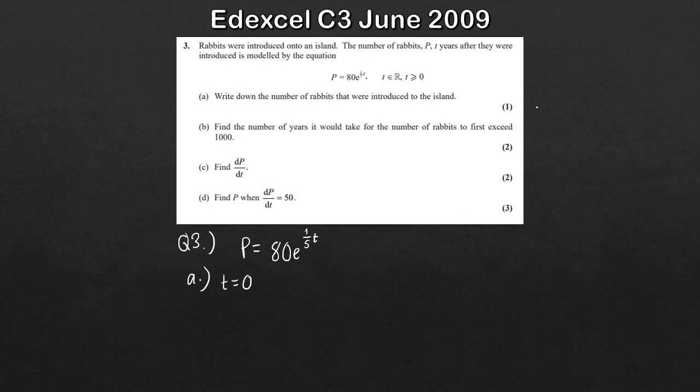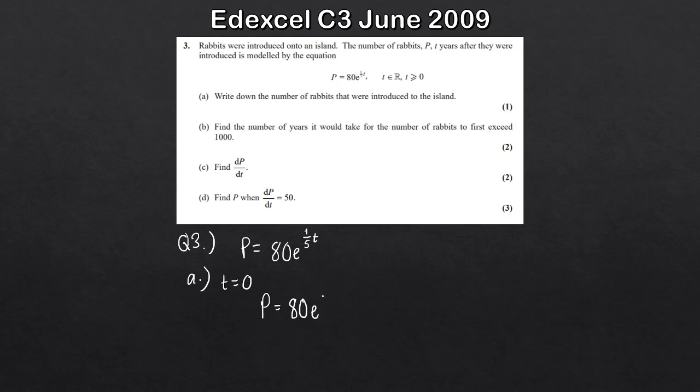It's only one mark, so we shouldn't really expect any real calculations here, any kind of tricks or anything. It's going to be pretty straightforward, because t is equal to 0. So all we do is substitute t equals 0 into here. So P is equal to 80e to the 1 over 5 times 0, so that's just going to be 0.